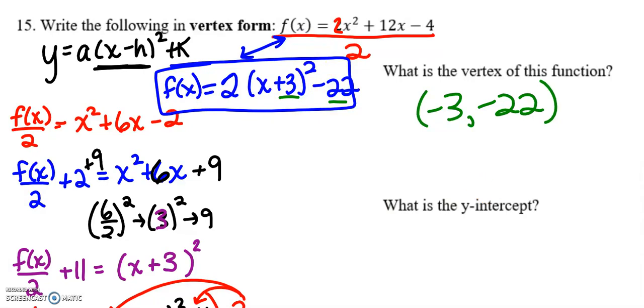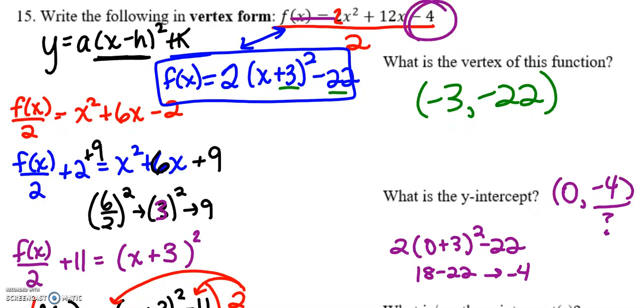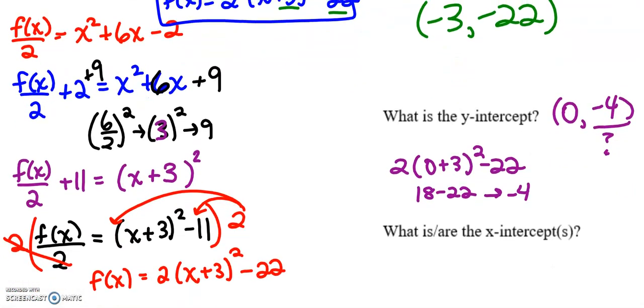The y-intercept, by mathematical definition, is: in goes 0 for x, what comes out for y. So this one you could do from either this form up here or from our vertex form. I'm going to choose this one, so 2 times 0 plus 3 squared minus 22. So 3 squared is 9, 2 times 9 is 18, minus 22, which is negative 4. Some people might view it easier to take that from standard form. That's totally fine. The last part then is what is or are the x-intercepts?